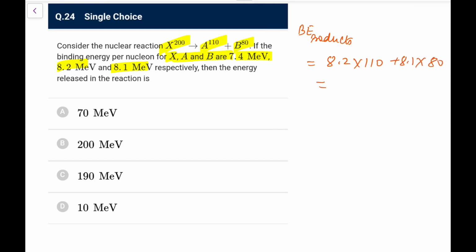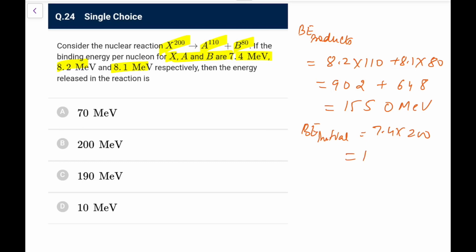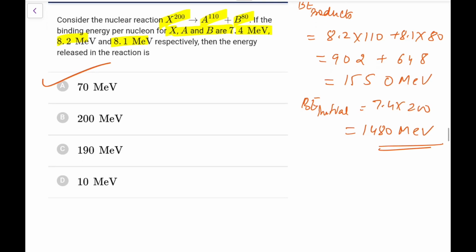So it comes out 11 2s are 22, 11 8s are 88. This is 902 plus, and this is 81 8, 8 1s are 8, 8 8s are 648. That is 0, and this is 5. This is 1550 MeV. And binding energy initial would be 7.4 into 200. 74 2s is 1480. So the difference of the two is the energy released, which is 70 MeV. You can directly go for.